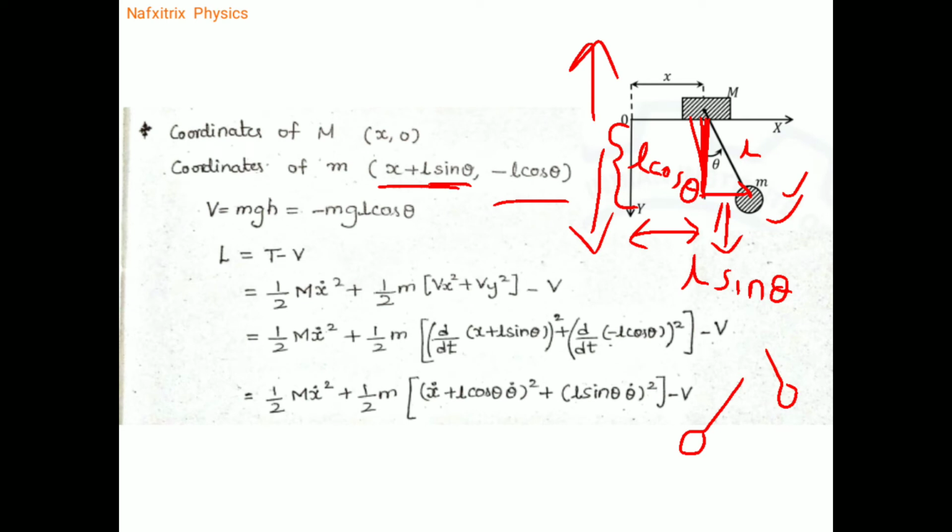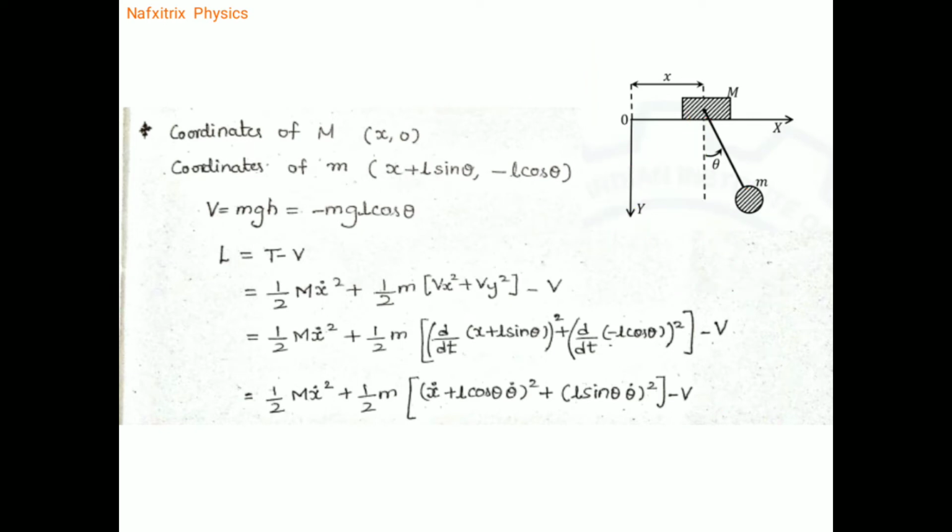So these are the coordinates of capital M and small m. Now V is equal to mgh, that is the potential energy of this mass. It is at a particular height, so we can imagine the potential energy is 0 at this point. Then from here to here, it is mg times minus h, that is nothing but mg times minus L cos theta. Actually, this is based on this coordinate, so it is on the negative y-axis.